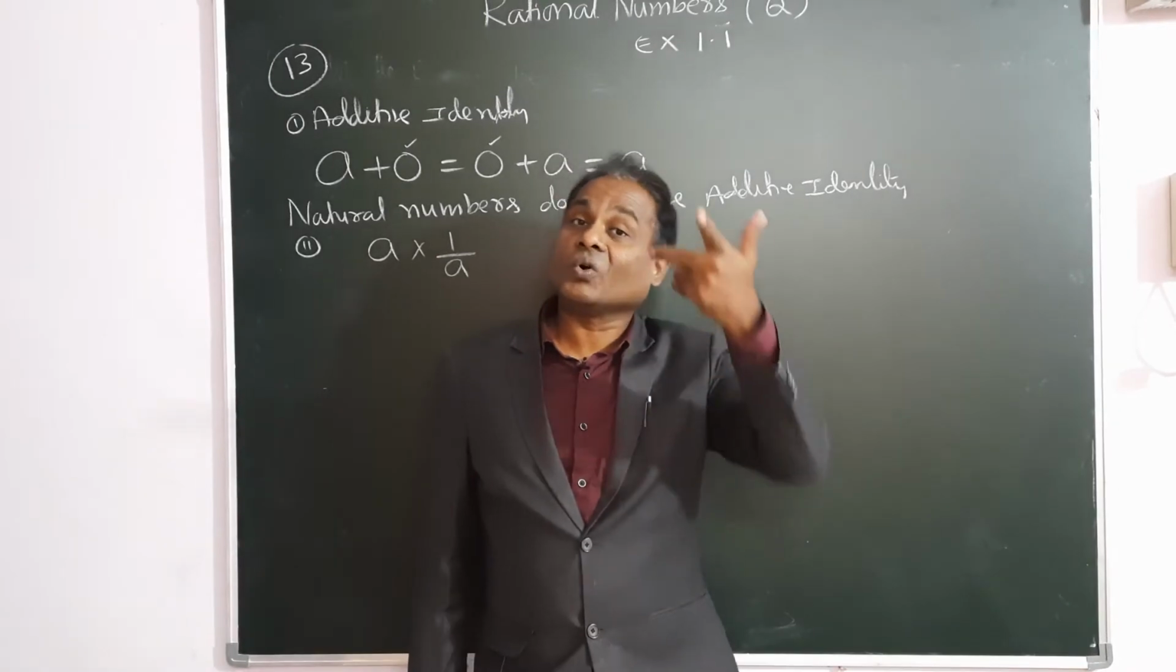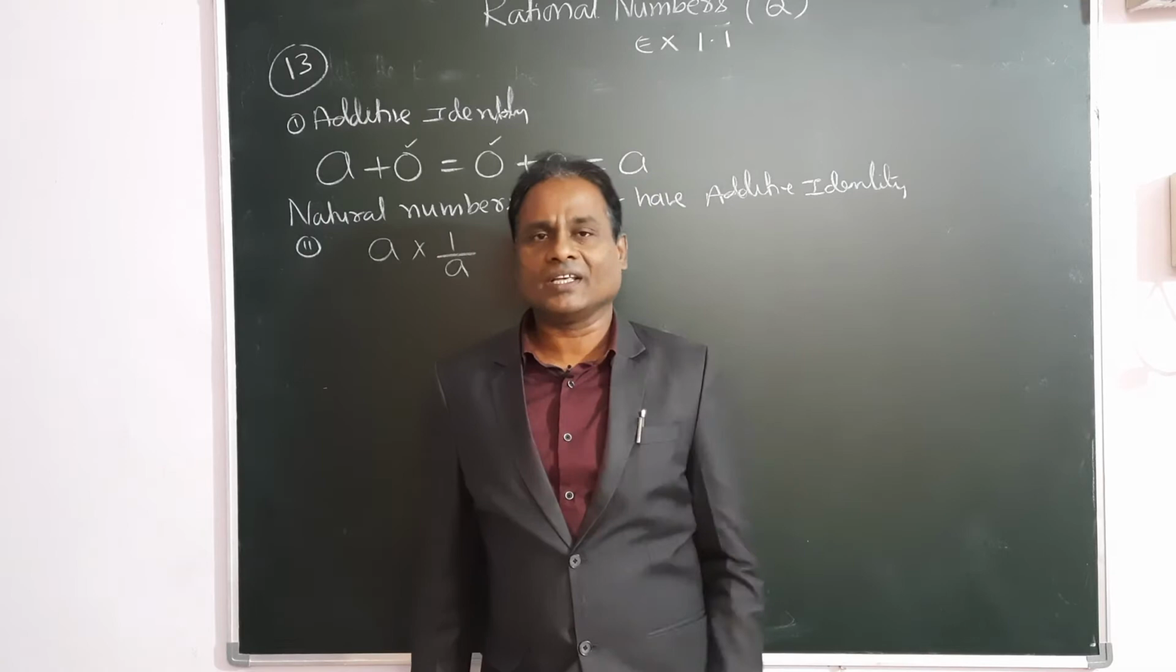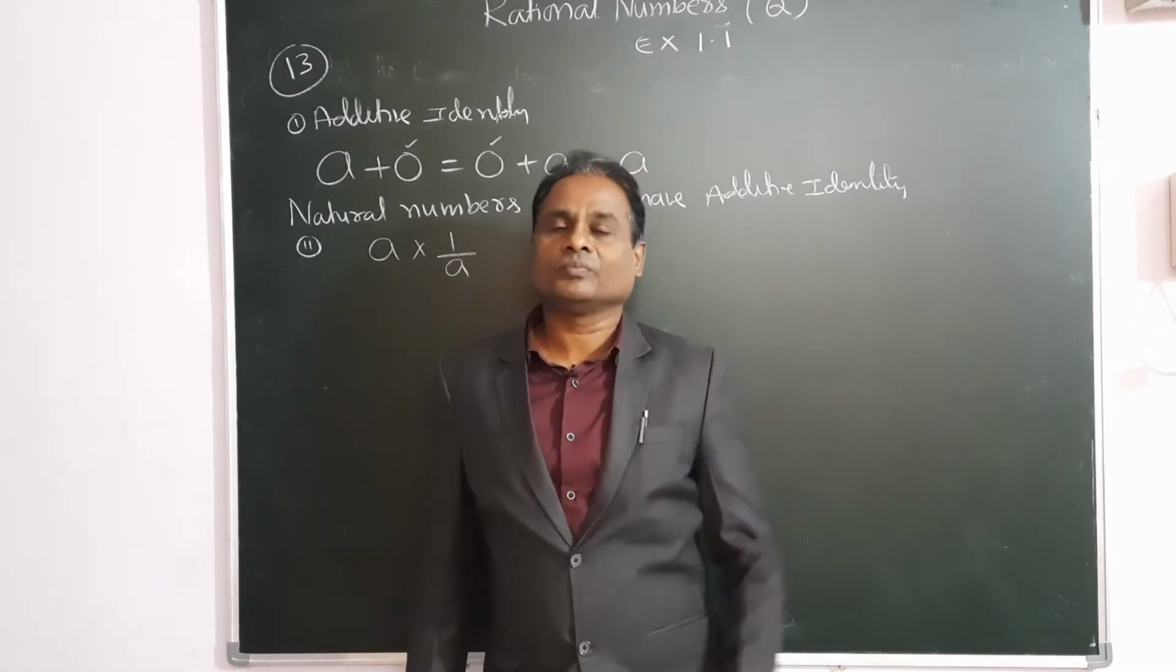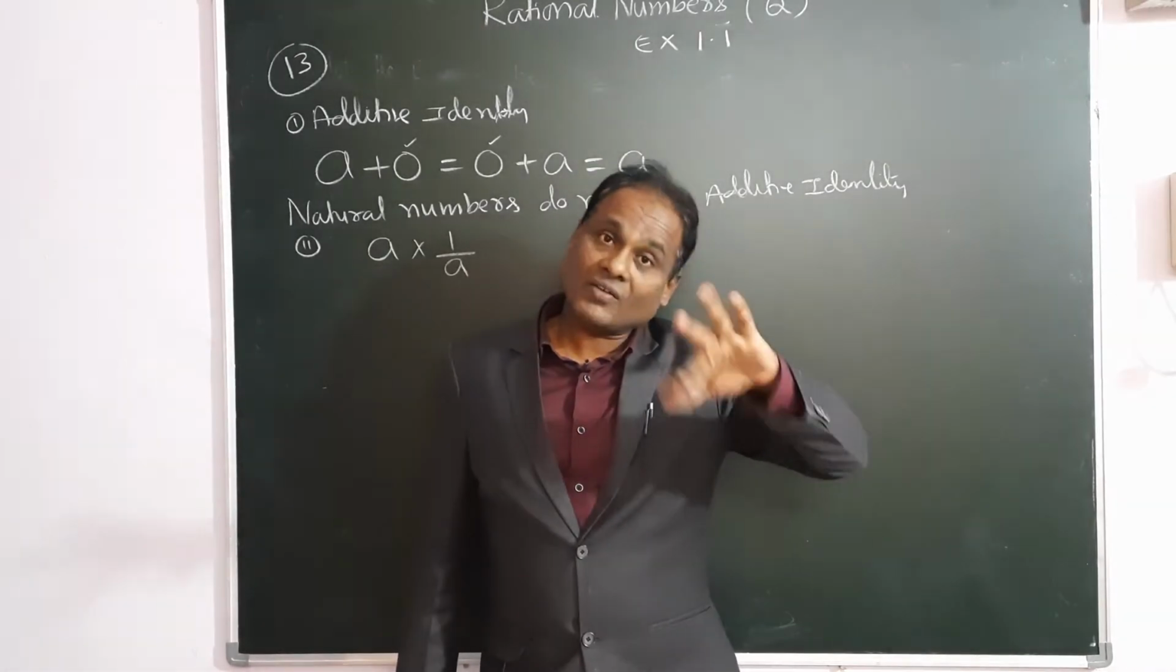Tell that number which doesn't have a reciprocal. What is the reciprocal of 1? 1 by 1, that is 1 only. Reciprocal of 2 is 1 by 2. Reciprocal of 3 is 1 by 3. Reciprocal of 1 is 1 by 1, 1 only.